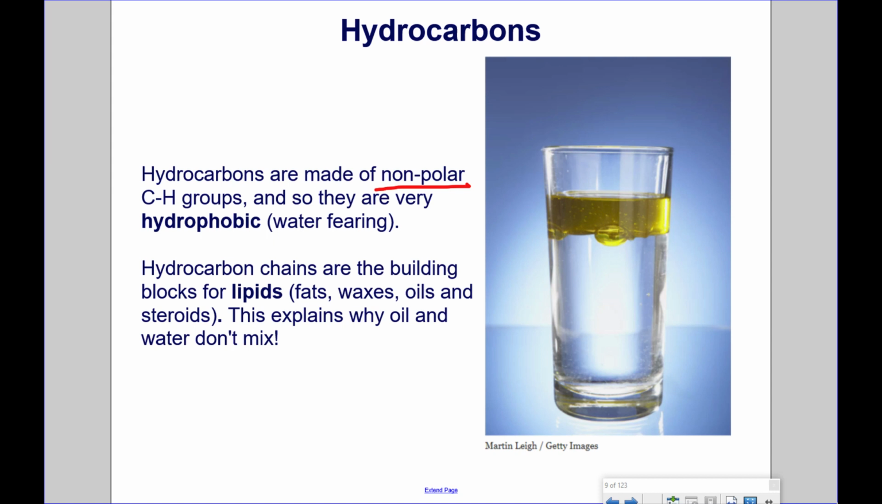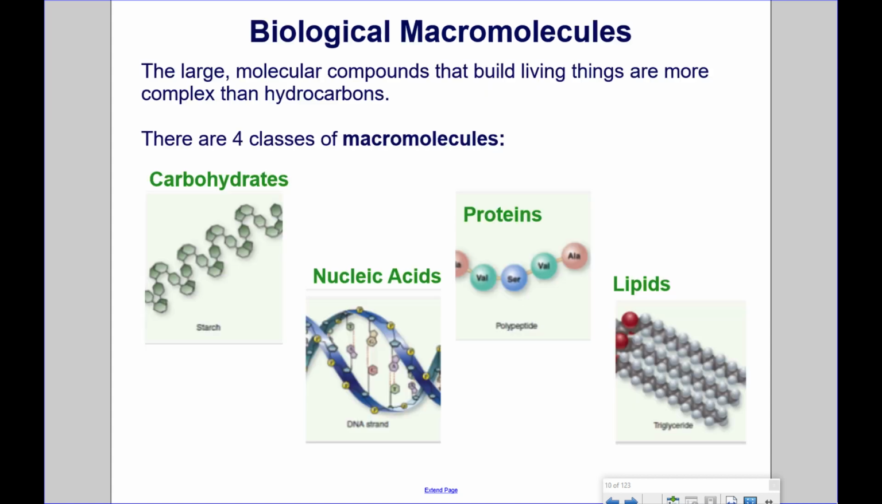Water is a polar molecule, hydrocarbons are nonpolar. There's that saying, like dissolves like. Since nonpolar hydrocarbons are not like polar water molecules, they will not mix.